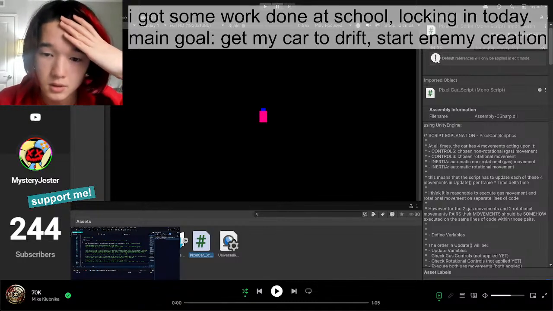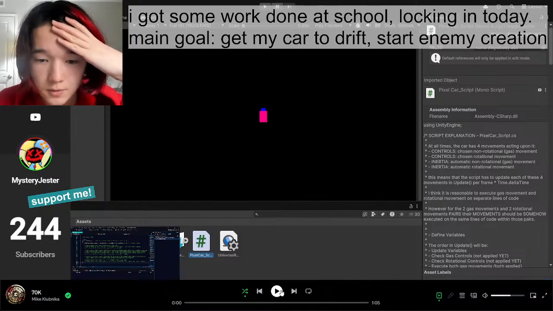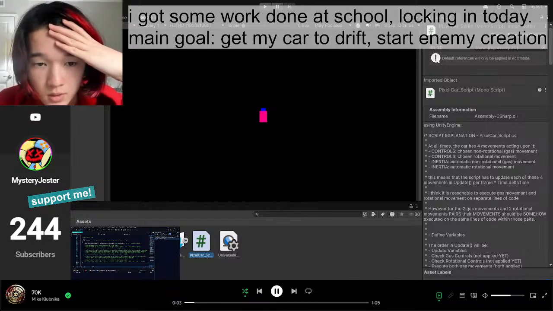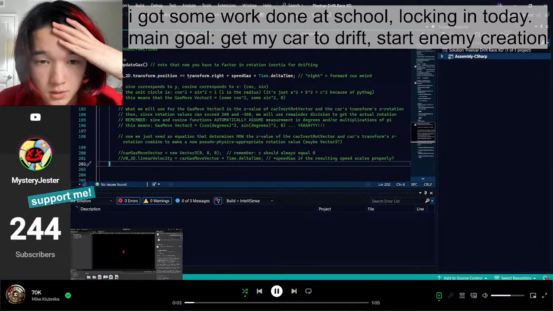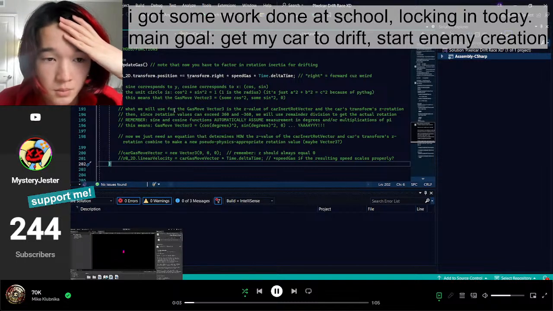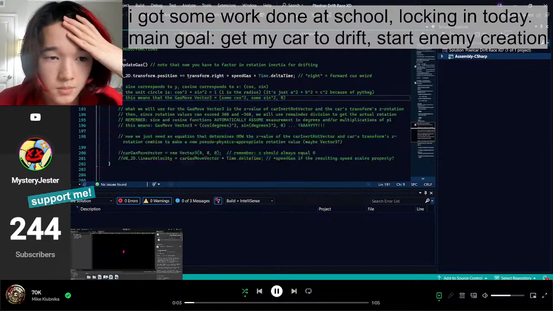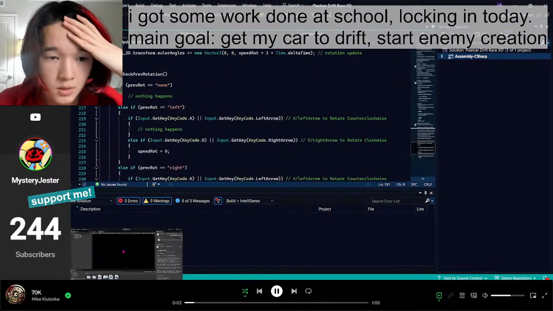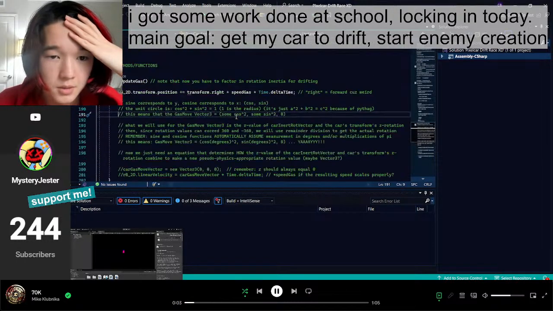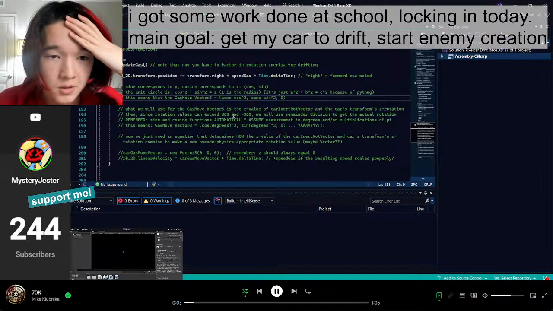My main goal is to get my car to drift. So let me show you that real quick. I'm gonna show you my code here. I have some notes I took, a lot of notes actually. Basically did some math. That also means I replaced a bunch of the bad code I had from before.